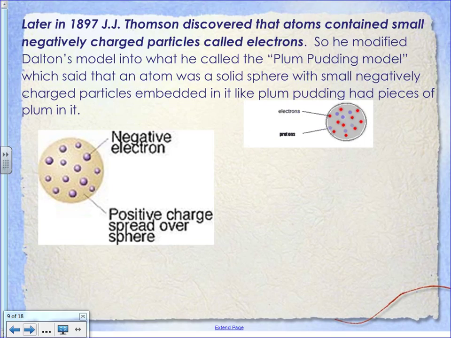The problem is that atoms are electrically neutral. So if you're going to have little negative charges embedded on the surface, you also have to have positives. So what he said was, we'll say the solid sphere is positive, and the little things embedded on the surface are negative, and we're going to call them electrons because that's what makes electricity. It kind of made sense. So that was J.J. Thompson's model. He called it the plum pudding model. It explained, at least in an acceptable way, where these electrical currents could come from in a chemical reaction.